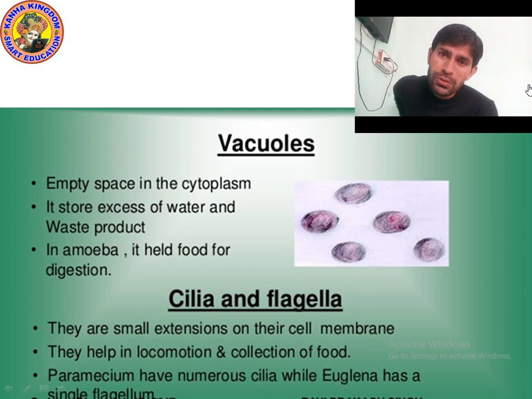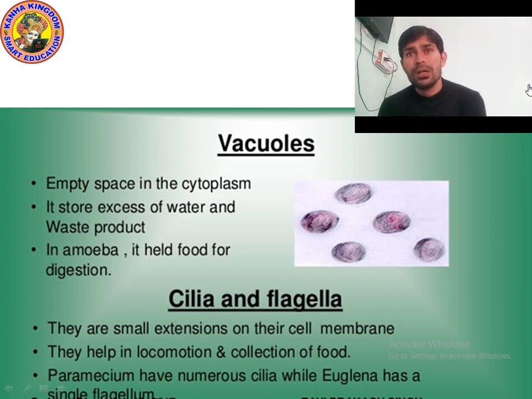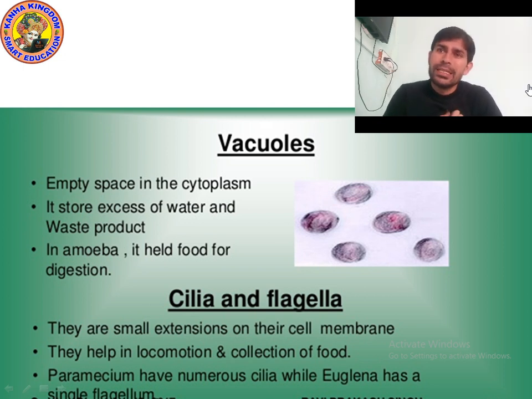Euglena is actually also a living organism, and what is the meaning of flagella? Flagella is a thread-like structure. Cilia is a hair-like structure. Flagella is a thread-like structure. So they are a small extension. They come out from the top of an organism, like paramecium and euglena. They help in locomotion.